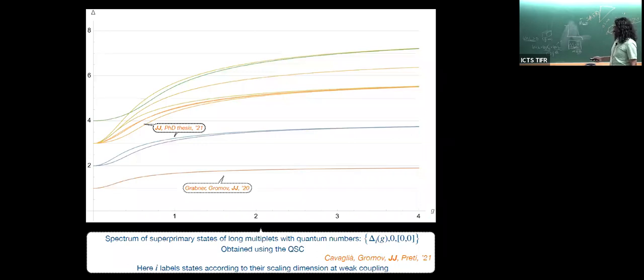This is the spectrum. Well, it's not the full spectrum. It's the spectrum of the lowest 10 states of a long multiplet with these quantum numbers. This was obtained using the quantum spectral curve. I label the states according to the order in which they appear at weak coupling, because there are some crossings. I'm only showing you 10 states here, but we know 35 states with these quantum numbers. The spectrum gets more and more dense as you increase delta, as expected.